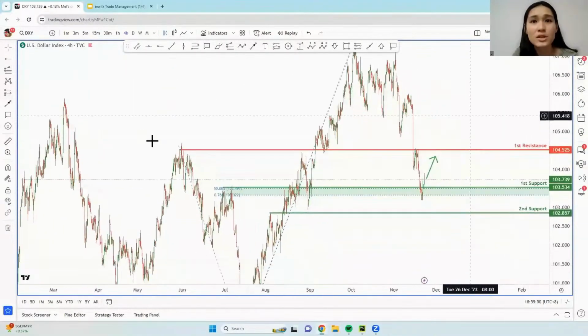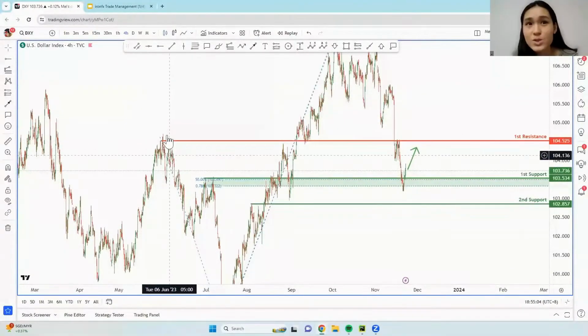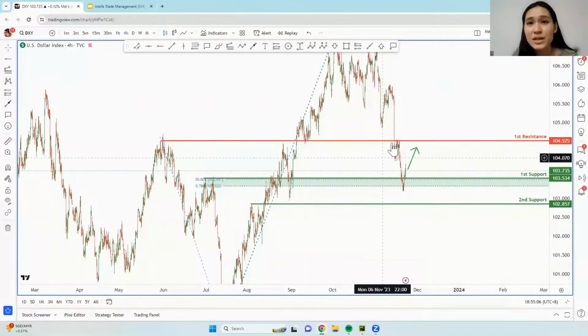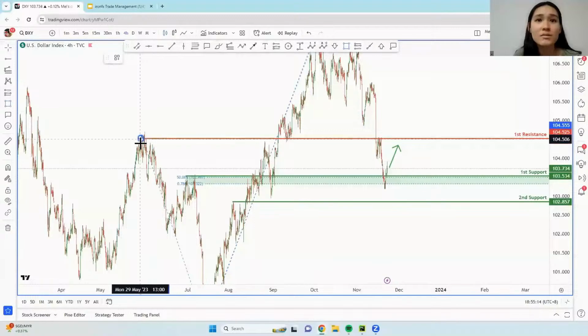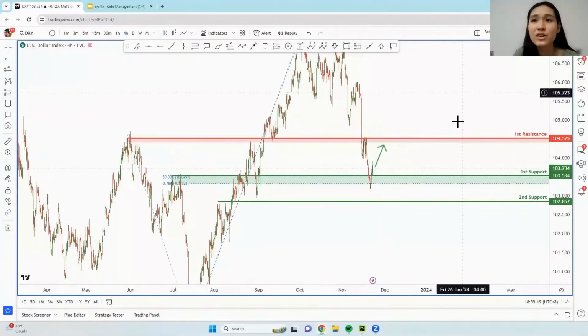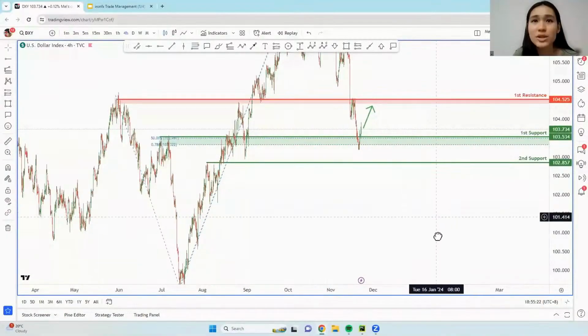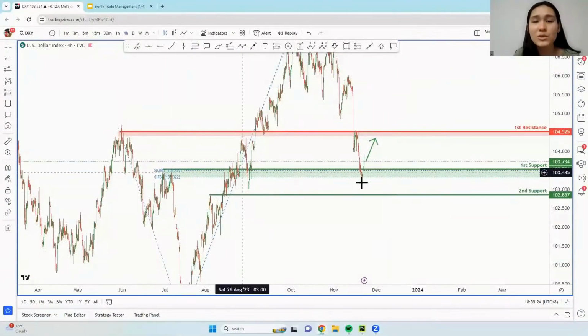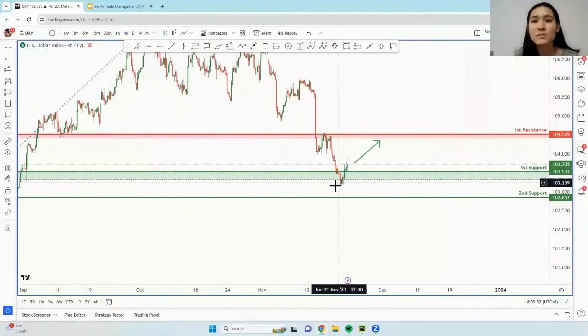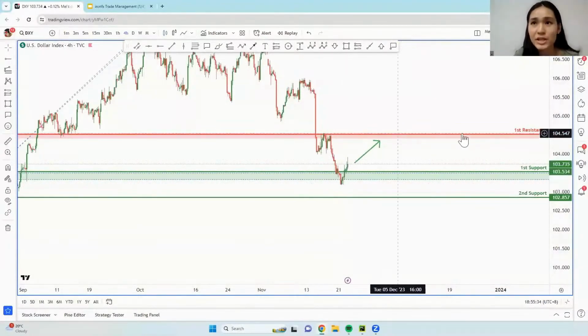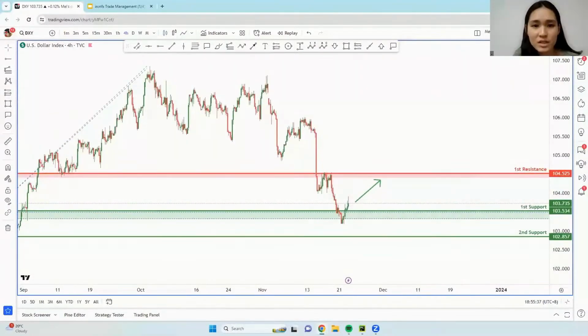Yeah, and because this first resistance is a pretty significant swing high resistance, and we can see prices tested it before, it's likely going to attract price here. At this level, we'll see price react off of it and continue in the downtrend. But for now, we can expect price to bounce off of our first support and hit towards our first resistance.